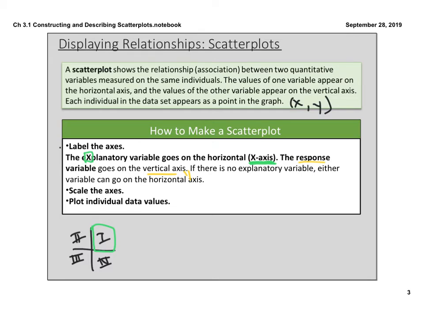Scale your axes appropriately, and your x can be different than your y. That's one thing that always throws people off. They always think the x and the y have to be the same. They don't, and in most cases they won't be. And then plot your individual data points.